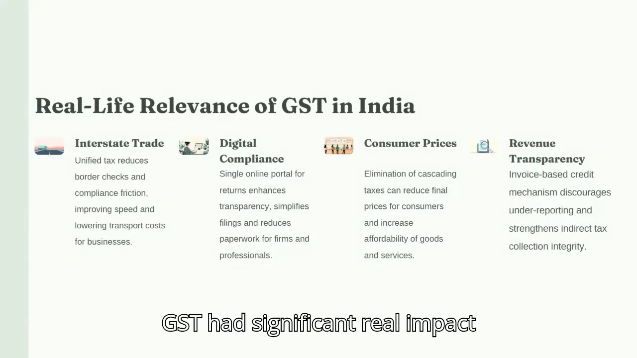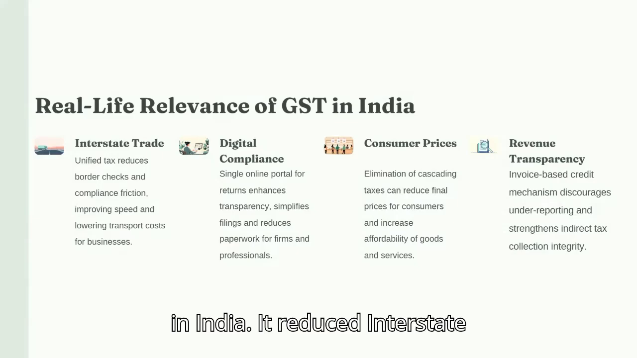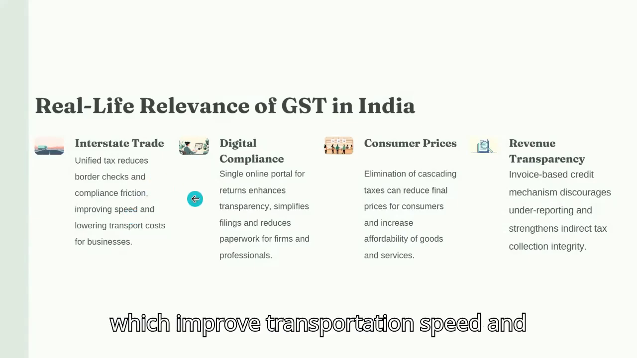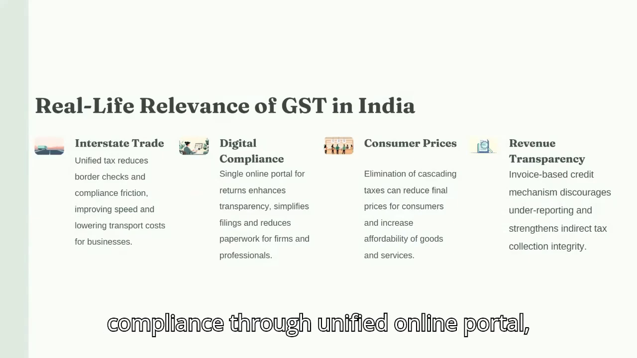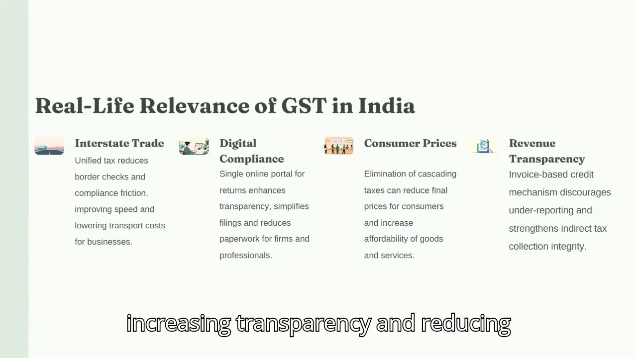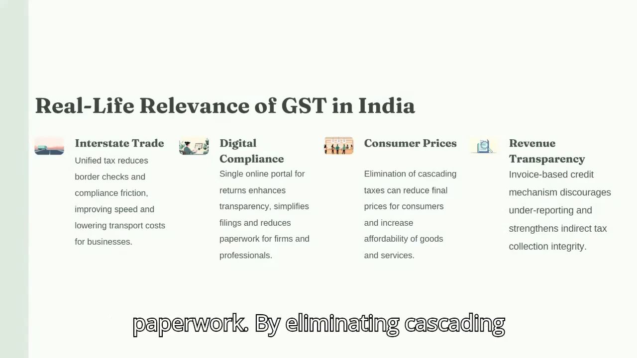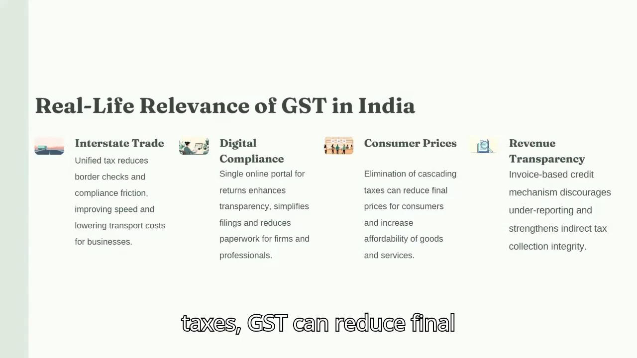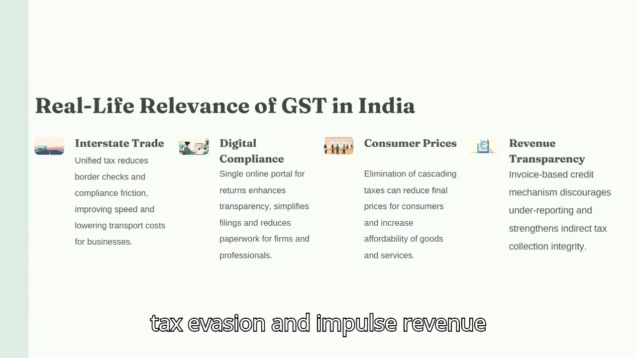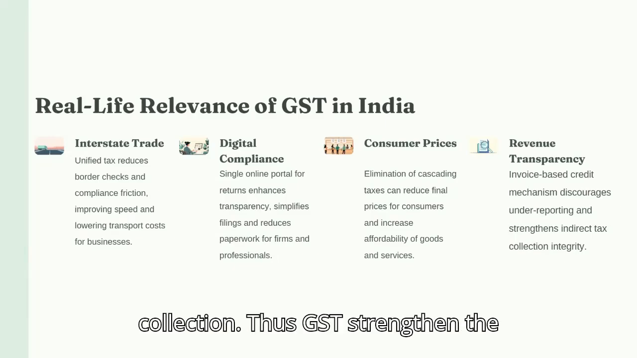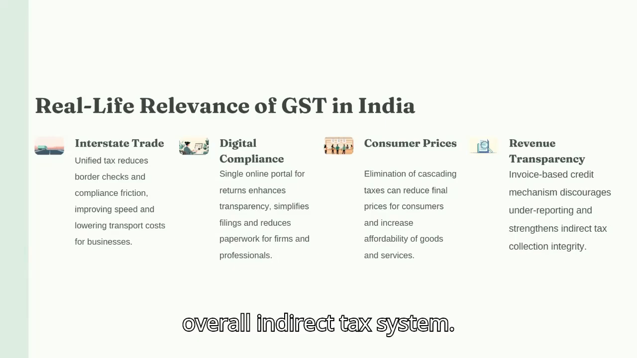GST had significant real impact in India. It reduced interstate trade barriers by removing check posts, which improved transportation speed and reduced cost. It introduced digital compliance through a unified online portal, increasing transparency and reducing paperwork. By eliminating cascading taxes, GST can reduce final prices for consumers. Also, the invoice-based credit system discourages tax evasion and improves revenue collection. Thus, GST strengthened the overall indirect tax system.